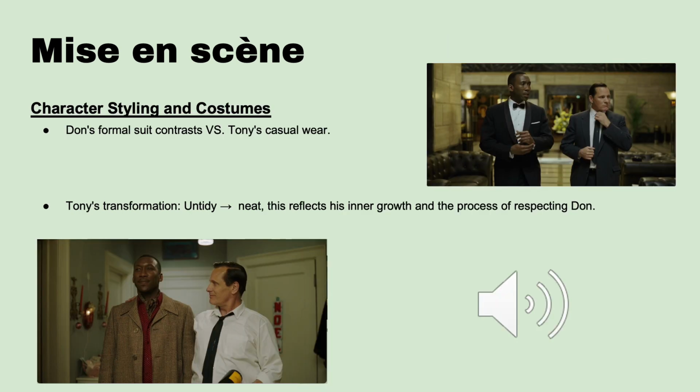And I'm going to talk about character styling and costumes. Don's outfits contrast sharply with Tony's casual wear. He is always maintaining elegance, and his attire also reflects his identity and his commitment to his own dignity. Tony's transformation from being untidy to gradually becoming neat reflects his inner growth and the process of respecting Don.